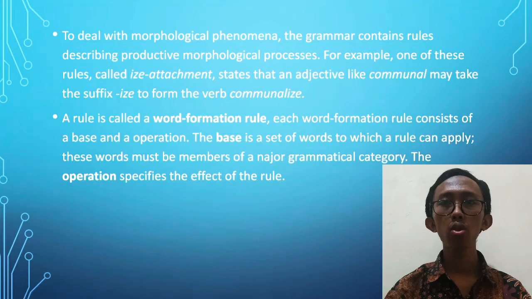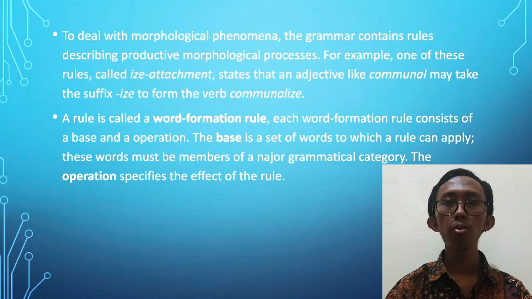Each word formation rule consists of a base and an operation. The base is a set of words to which a rule can apply. These words must be members of a major grammatical category such as noun, verb, adjective, and adverb. The operation specifies the effect of the rule.